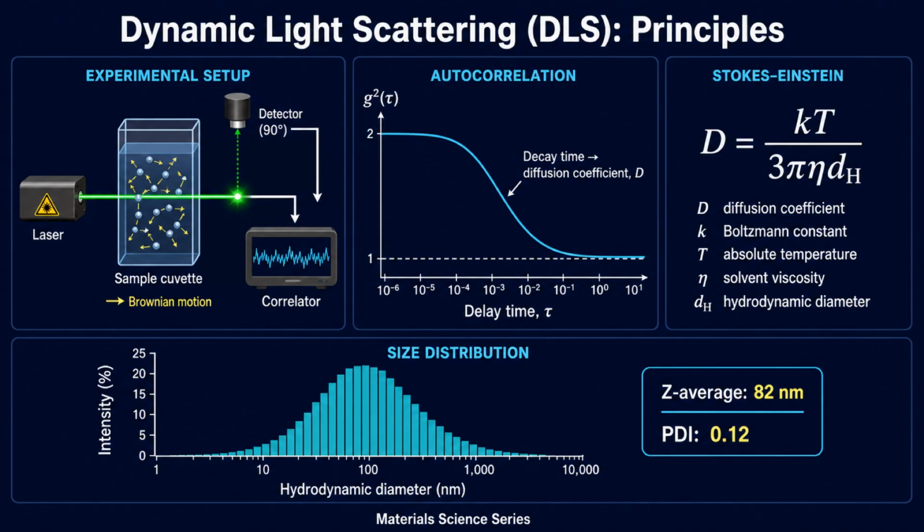Note that DLS measures hydrodynamic diameter, which includes the solvation layer around particles. This is typically larger than the core particle size, measured by TEM.